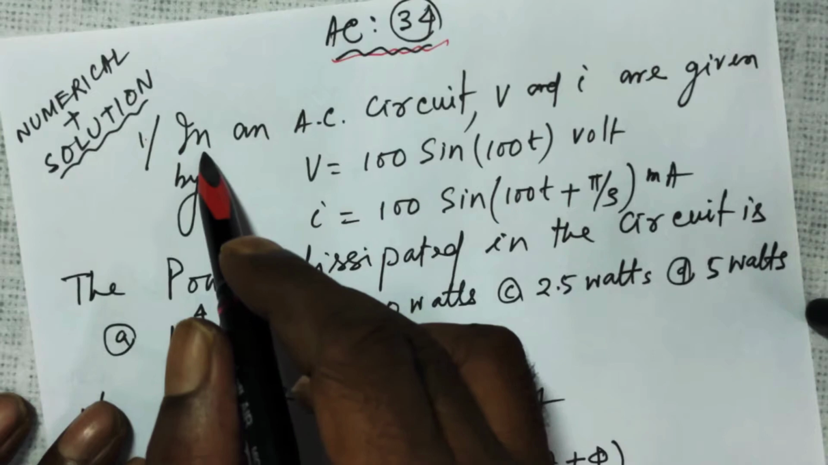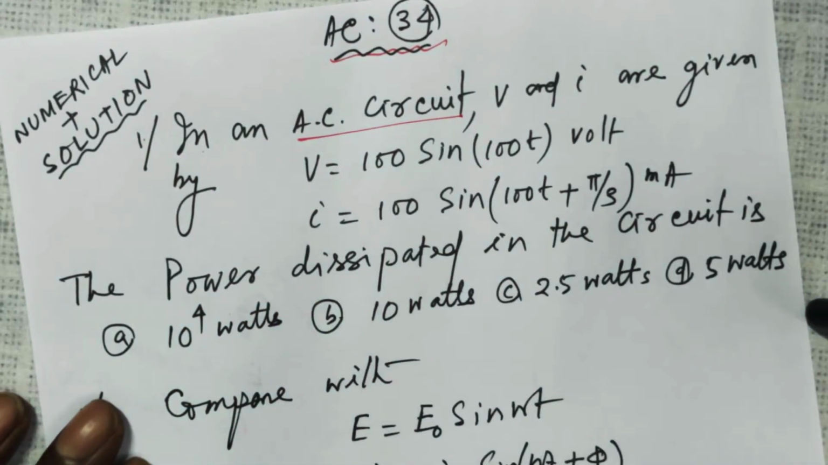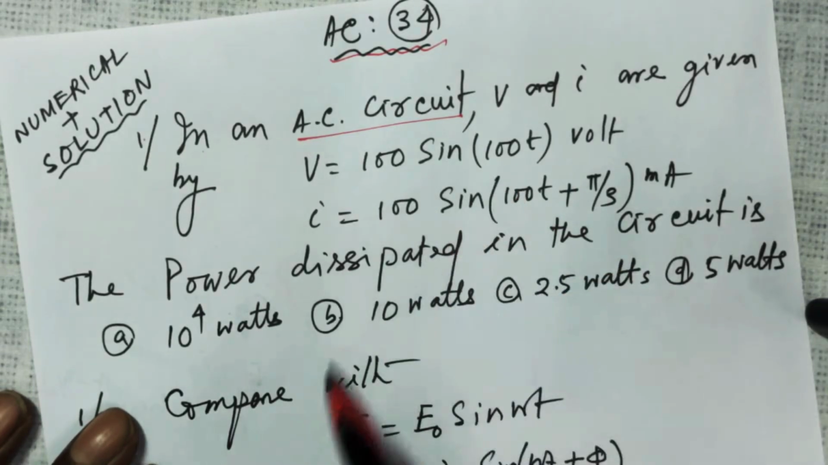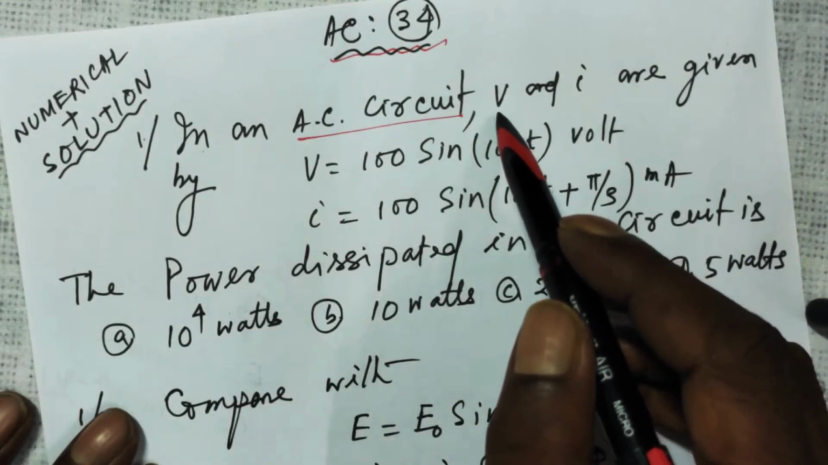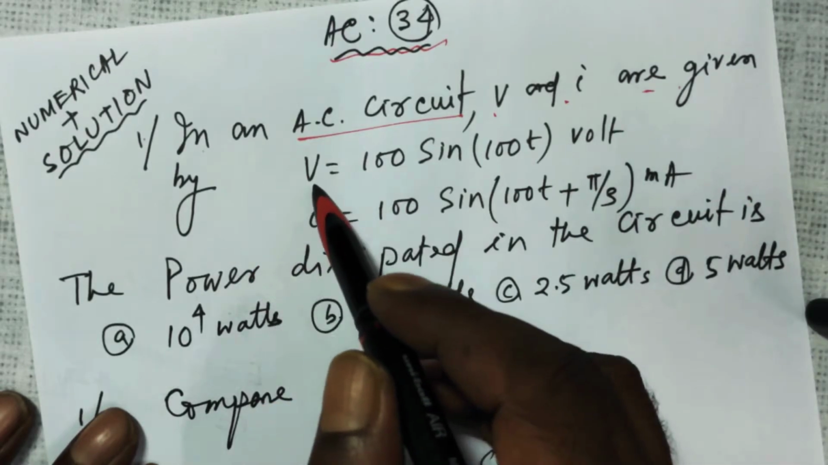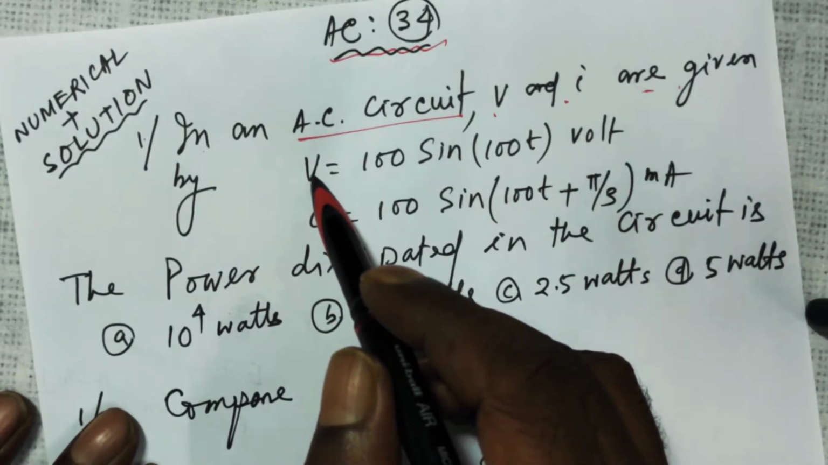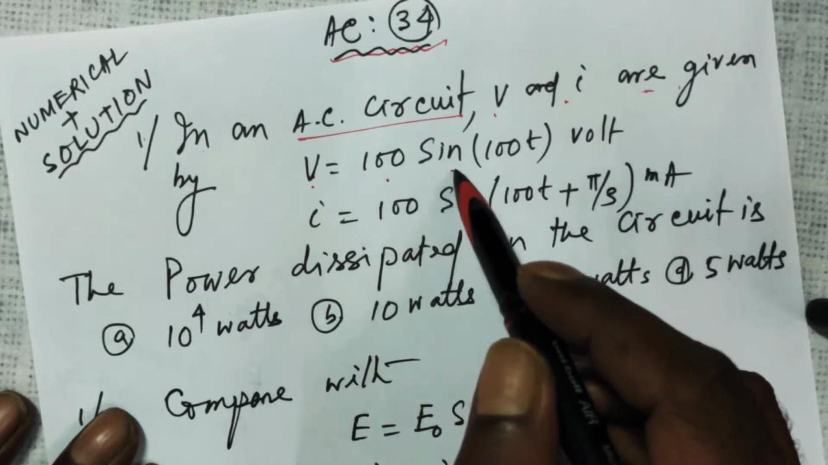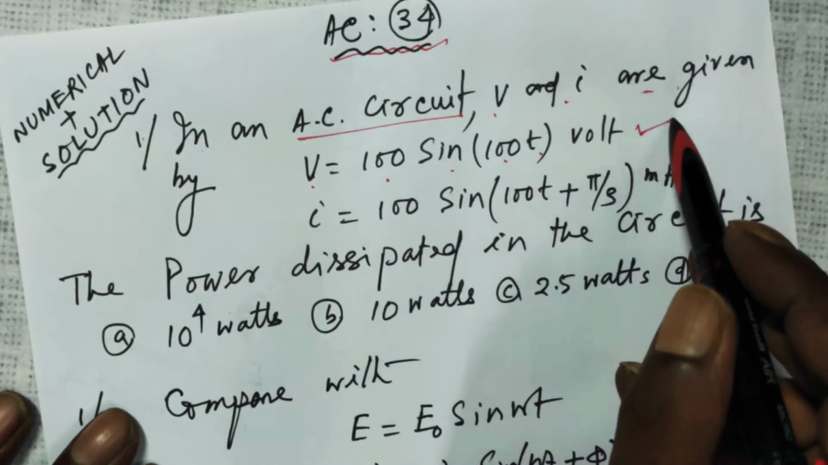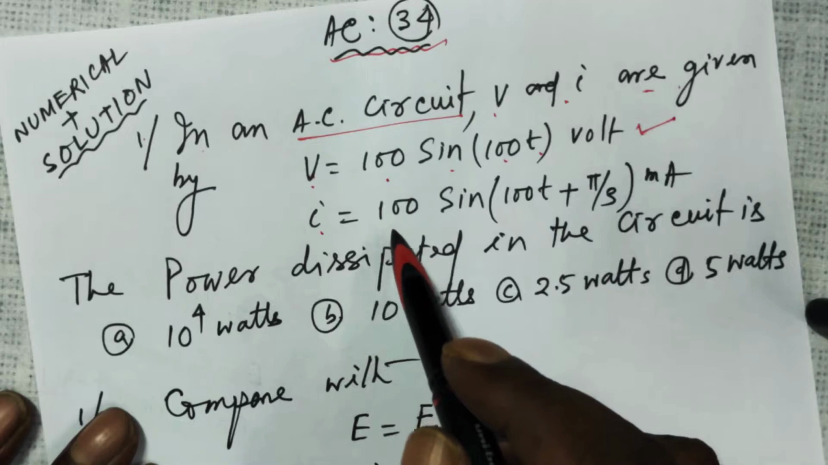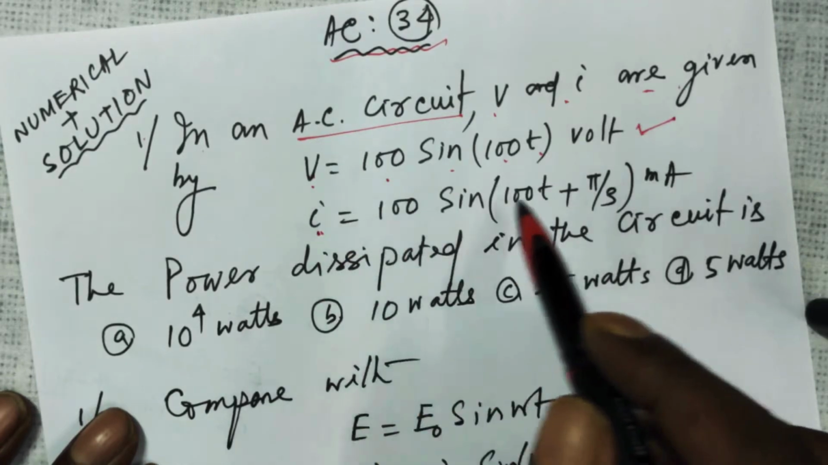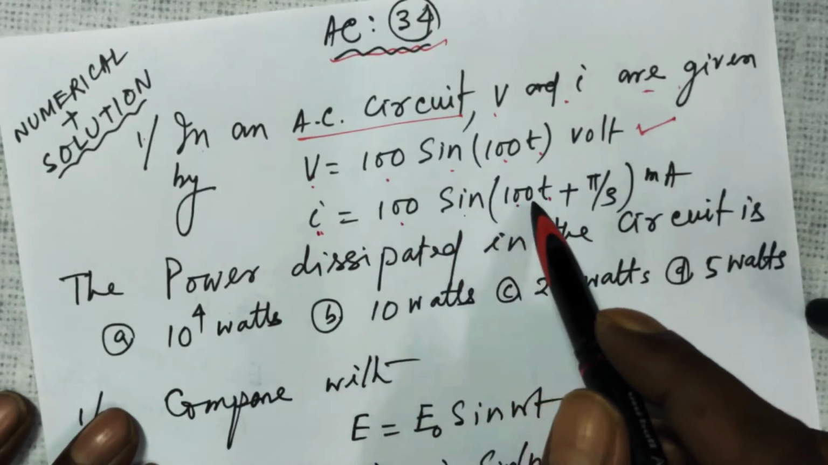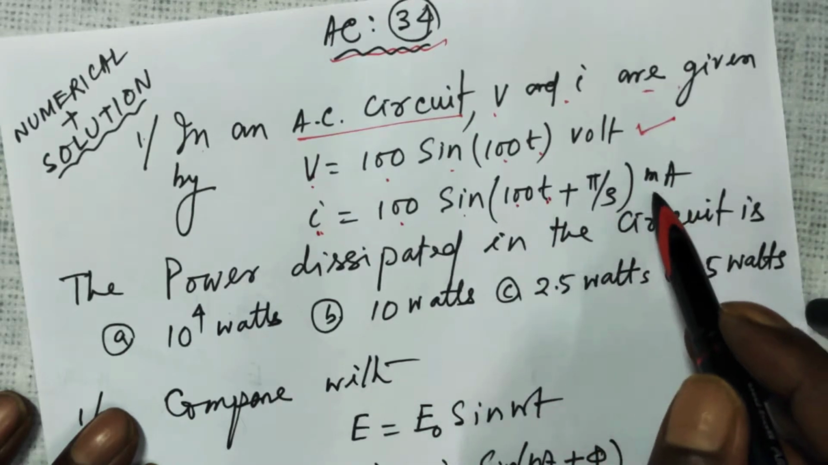Number 1. In an AC circuit, alternating current means where the EMF and the current change with time and the direction changes periodically. V and I are given. The voltage, you can write V, you can write E, no problem. V is written as 100 sin 100t volt and I, the instantaneous current at a time t, is 100 sin(100t + π/3) milliampere.